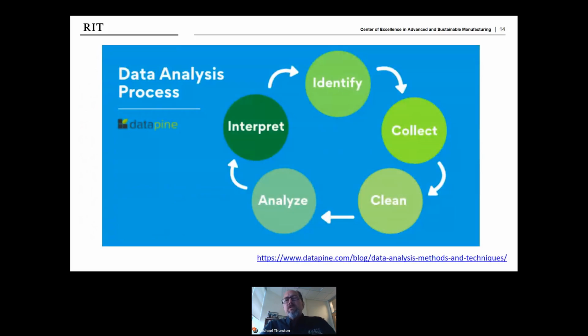This diagram describes a high-level data analysis process. The process engages different types of resources and stakeholders at different points in the process. Starting at the top, first we identify what types of manufacturing process or business questions you'd like to answer. Then we look at what data we have. So the collection side, what data we have, and close the gaps as needed.